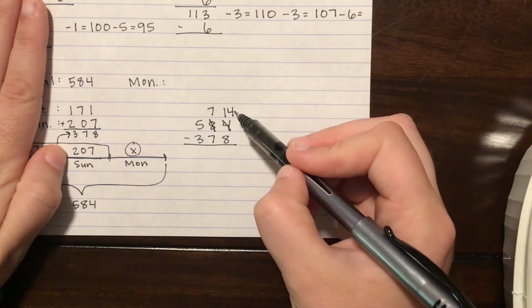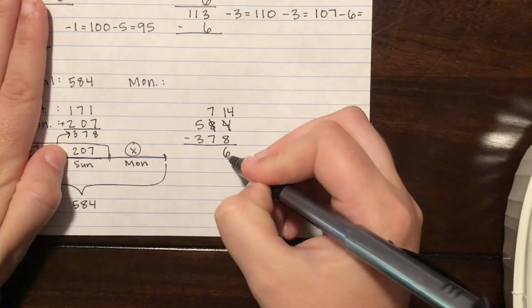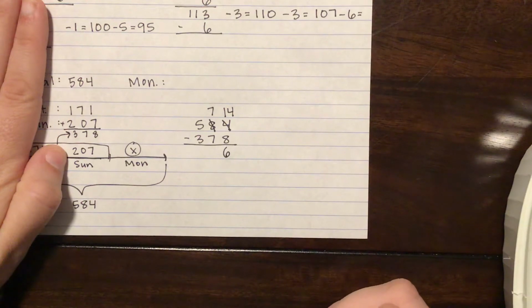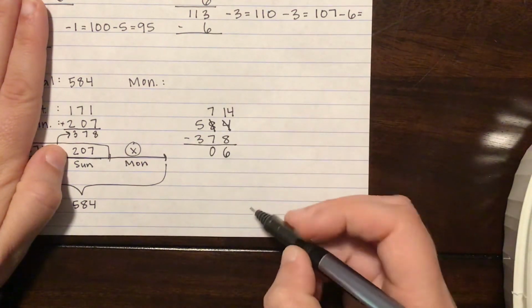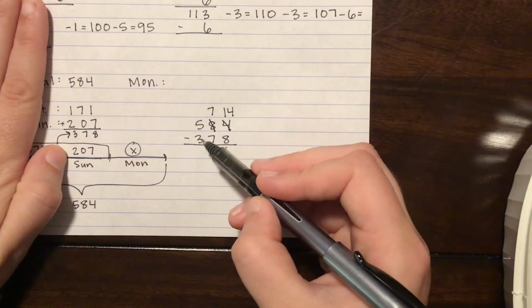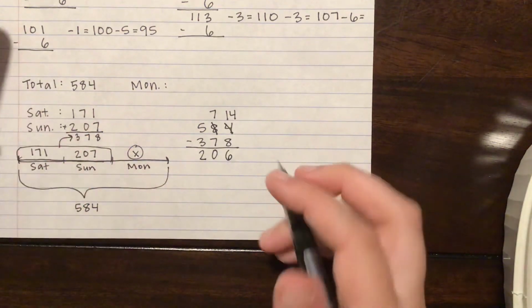14 minus 8 equals 6. 7 minus 7 equals 0. 5 minus 3 equals 2. The remaining part for Monday is 206.